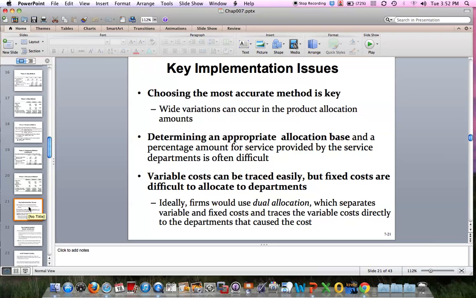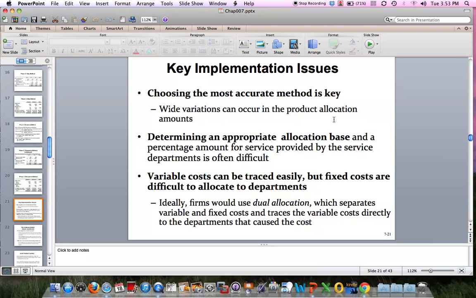Okay, some implementation issues with each of these. They begin to discuss this on the bottom of 233. They also discuss it a little bit more on 235. And choosing the most accurate method is key, obviously. Each method can give you very different numbers. Now, they weren't super different with the example they gave us here, but in reality, of course, they could be very different. Determining the appropriate allocation base is obviously very important.